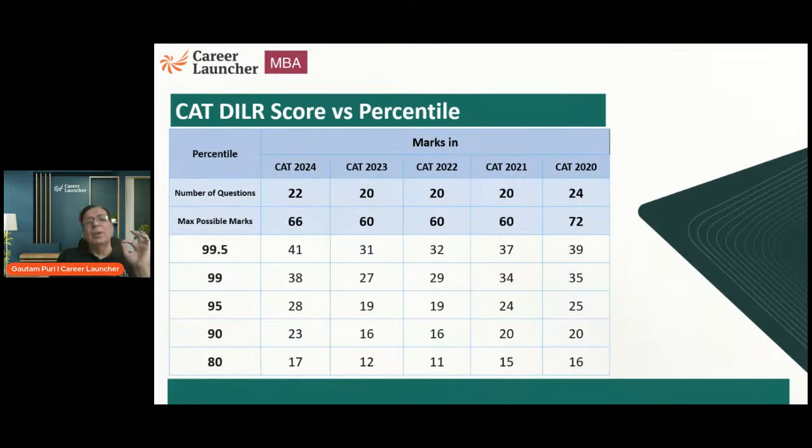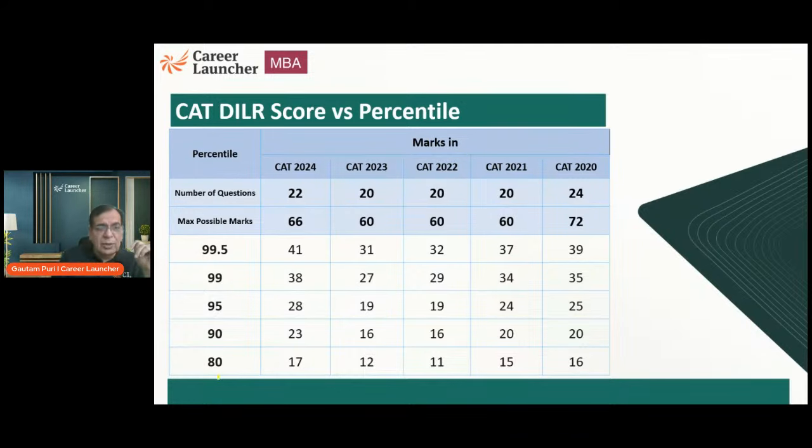One of the important things to remember about DILR is that a 50% score is a very good score. If you get a score of 50%, then you are typically between 97 and 99.5 percentile, depending on the level of difficulty of the paper. In an easy paper, you'll still be at 97.5 percentile. In a difficult paper, you are likely to be at 99.5 percentile at 50% marks.